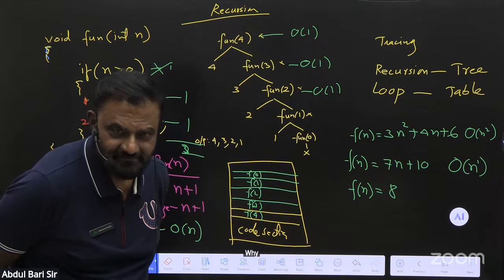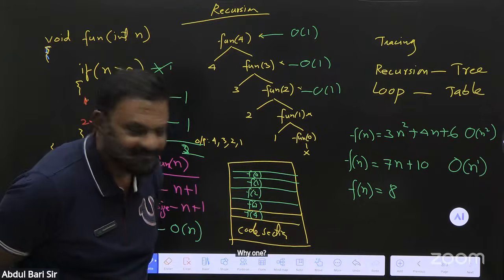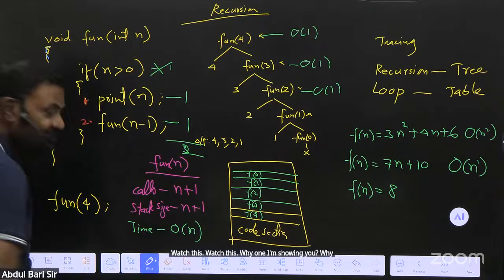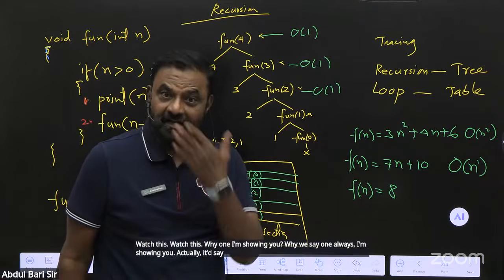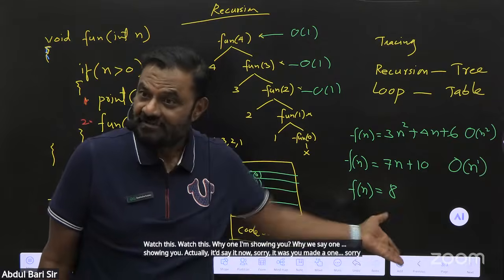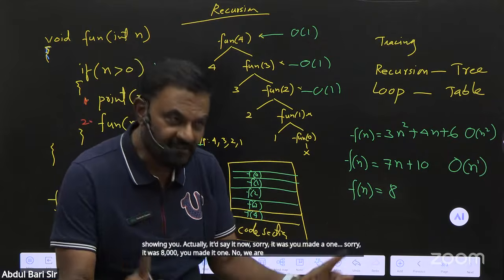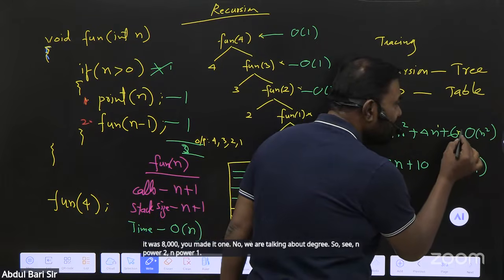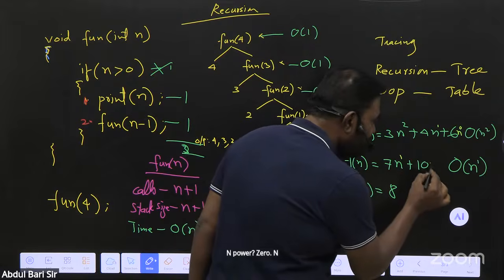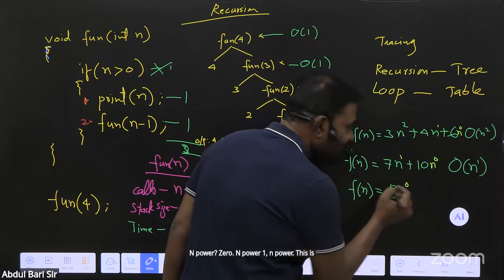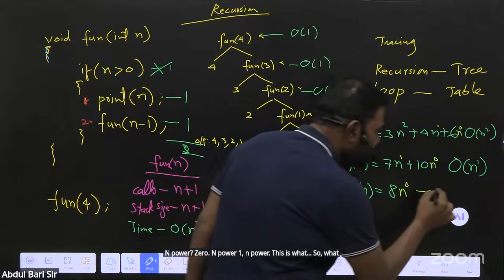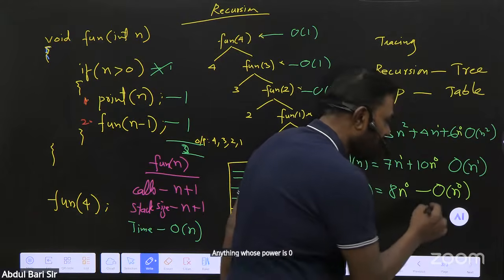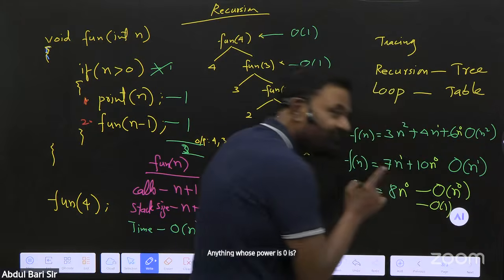Now, one more function, where we got the answer as 8. Watch this, I am showing you why we say 1 always. Sir, it was 8, you made it 1. No, we are talking about degree. So see, n power 2, n power 1, n power 0. So what should I write for this one? Big O of... anything whose power is 0 is? That's why we write 1.